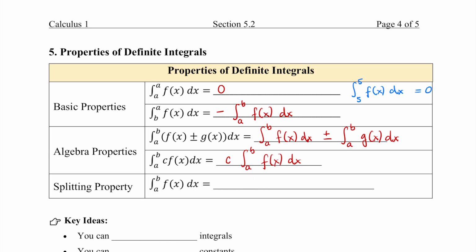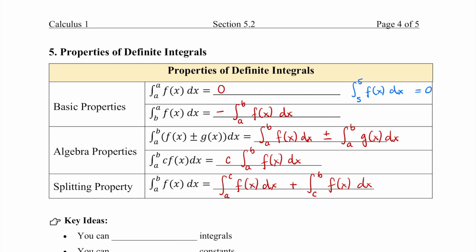Now, another very useful idea. If we have a definite integral from a to b of f of x dx and a number c that is in between a and b, then we can split it into pieces. This will be equal to the integral from a to c of f of x dx plus the integral from c to b of f of x dx. This means we can break an integral into pieces.